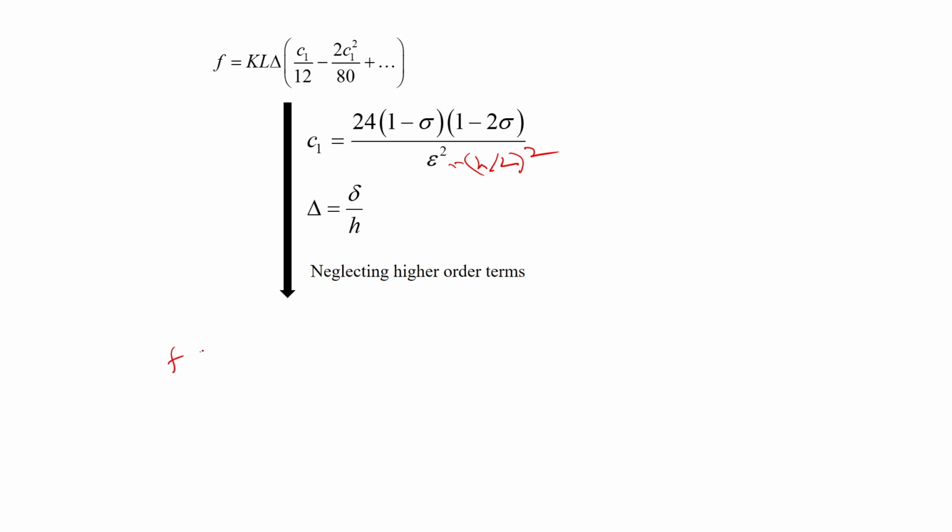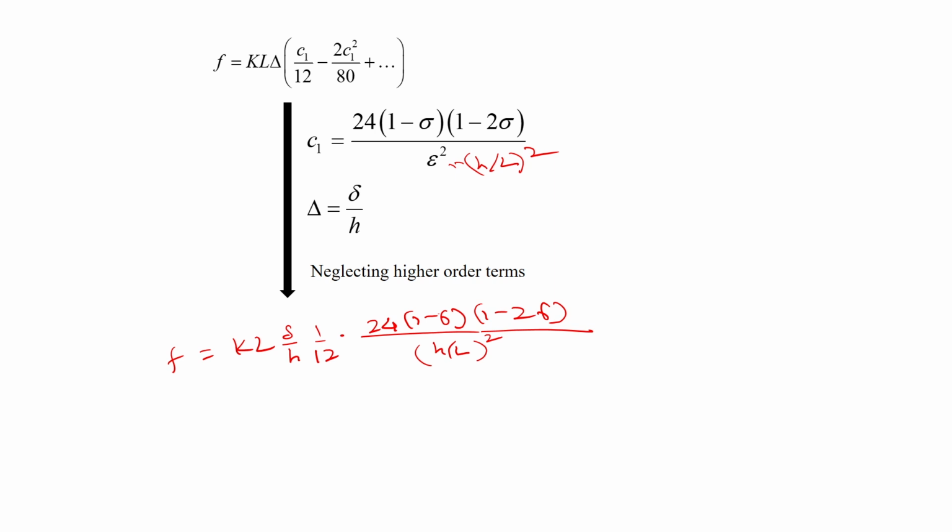So, here therefore, f is equal to k l delta into 1 by 12, C1 is equal to 24 into 1 minus sigma into 1 minus 2 sigma divided by epsilon square. So, epsilon square, let me write it directly, h over L. So, L was the length along the x direction, and h is the thickness of the film, remember that. In the delta I will write it as delta by h, small delta by h. So, capital delta is the dimensionless deformation that has happened. So, now this is k.